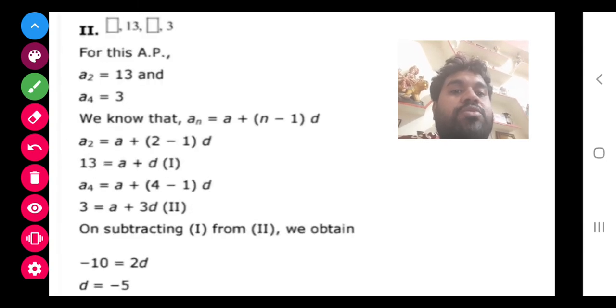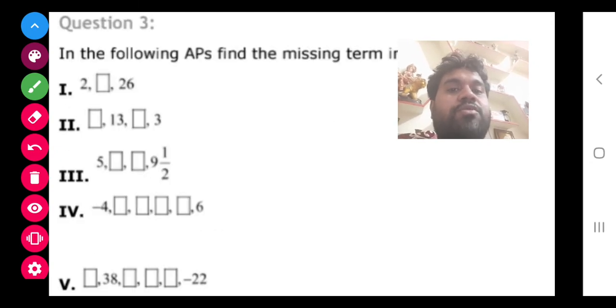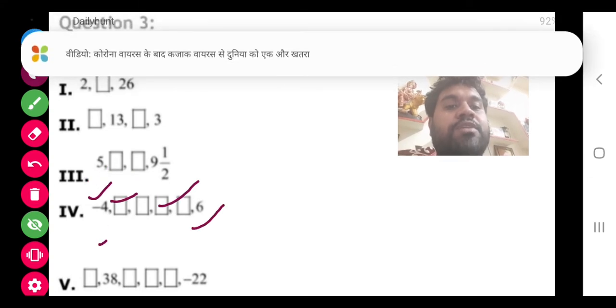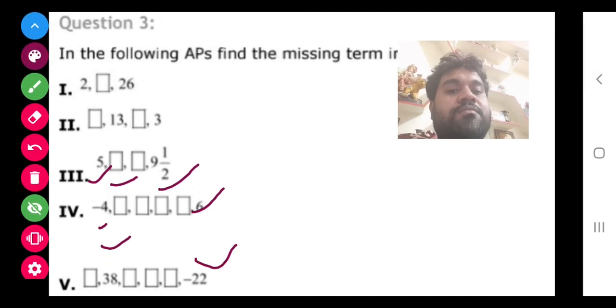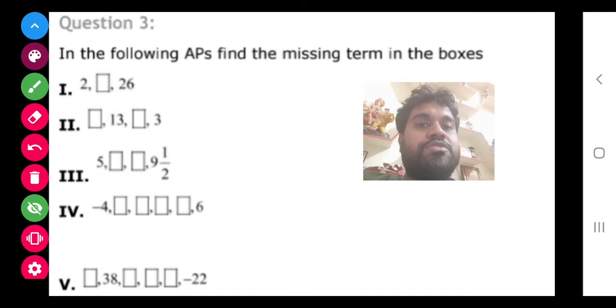So class, we can do the rest of the parts also. Two parts I have told you. The third part also is like this only. a is given and A3 is given. In this a is given and A5 is given. In this A2 is given and A6 is given. So we can solve it, and you have to show the solution also, so do it very seriously. These are very important questions, board questions.